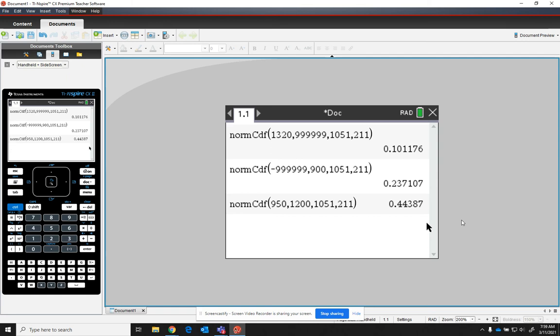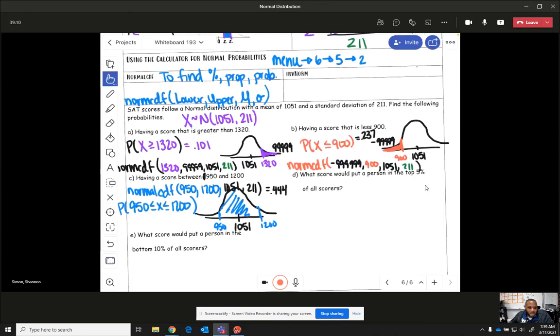So the first part of this is drawing these curves and then finding those probabilities. If you look at the next type of question, it says, what score will put a person in the top 5% of all scores? This is different, because what we've been doing so far is trying to find the percentages. Here I'm given a percentage, and I want to find the score for that percentage. We're actually going backwards. And when we go backwards, we use what's called the inverse normal.